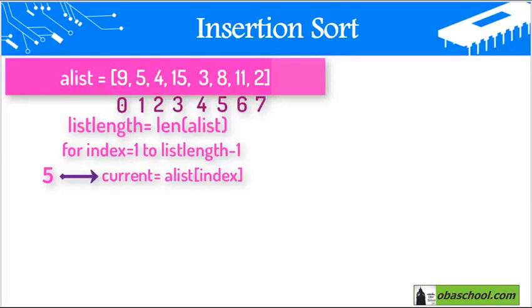Then we will have another value called pos. We mean by it the position. We put in it the index that is 1. So pos now is equal to 1. The loop will continue until we reach the index number 7, and then it stops.